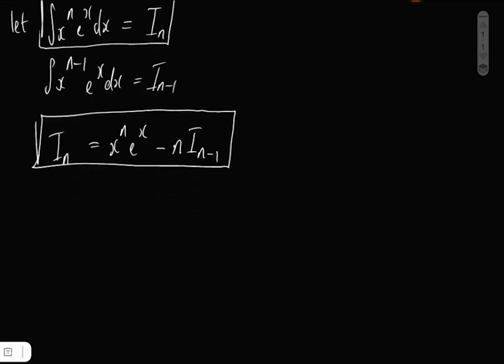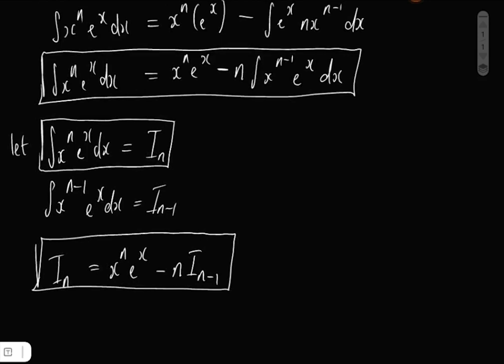If I get a question of this form, I'll solve it in the next video, and we'll see how we find our answer. So remember, when we have x to the n e to the x, our reduction formula would look like this: x to the n e to the x, which is what we had inside, and then we have the negative n multiplying I n minus 1. This is very, very simple and easy.